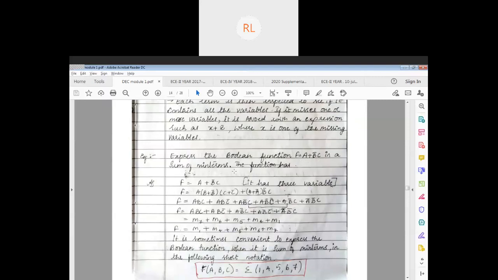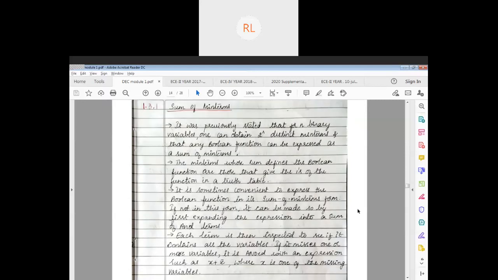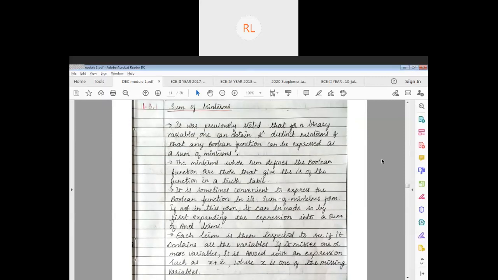So we have an example here, which says: express the Boolean function f = a + b'c in a sum of min terms. So this is how you are going to get your question. You are given an equation and I am telling you to put it in a standard format, or sum of min terms format, and you will have to start working on it. Before we get started, I want you all to go through this explanation so that it will be easy for us to understand.